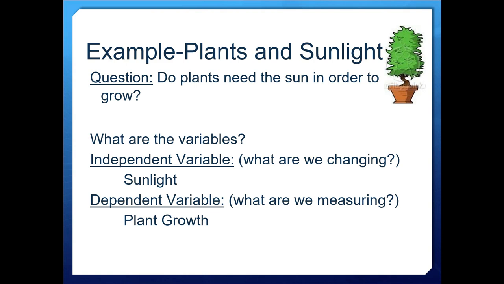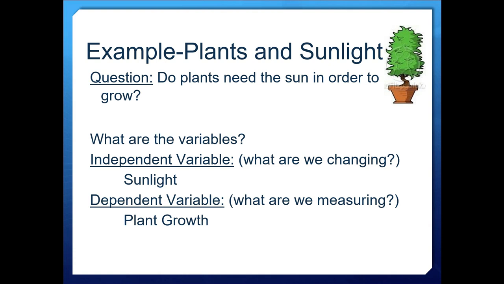So, do plants need the sun in order to grow? What are the variables? The independent variable: we are going to change the amount of sunlight. Dependent variable will be what we're measuring, the plant growth. So, you take the independent variable and you say, we know exactly what we're going to do. It's a number. We're going to give the plants 2 hours of sunlight, and then we measure their plant growth. We don't know their growth. So one plant gets 2 hours, one plant gets 4 hours, and you see which one gets better growth.